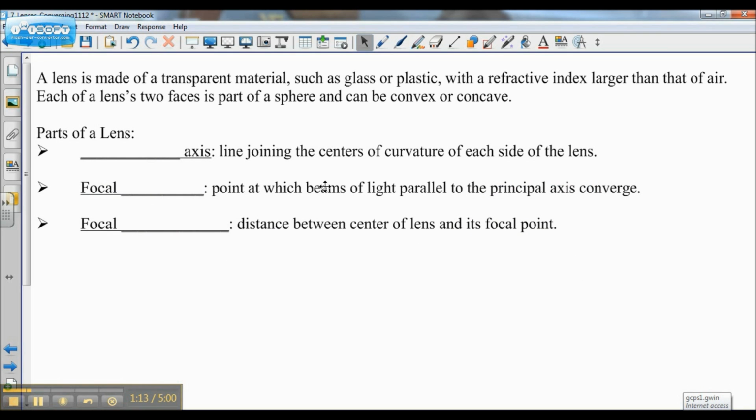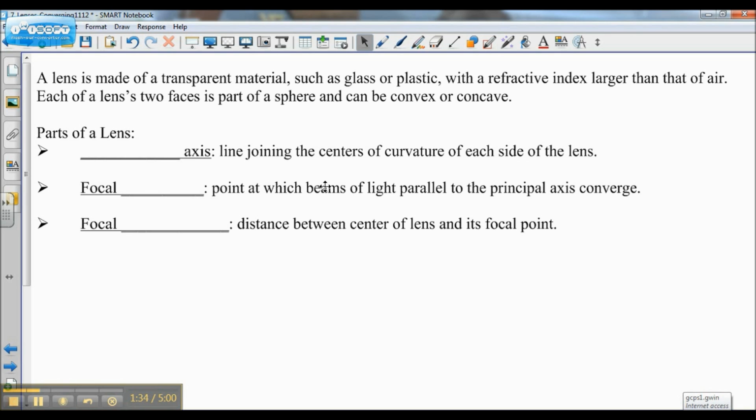So a lens is made of a transparent material, which just means you can see through it, such as glass or plastic, has a refractive index larger than that of air. There's a different video that talks about refraction, and it goes more in depth into the index. Basic idea you need to know in this video is that it's a denser material than air.